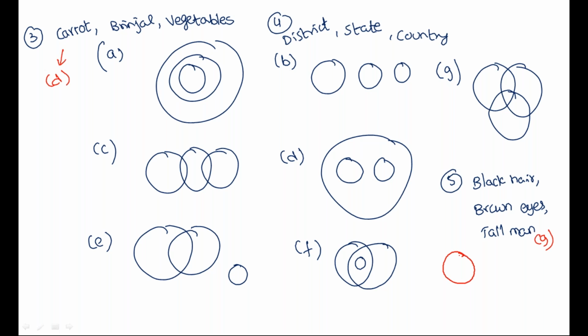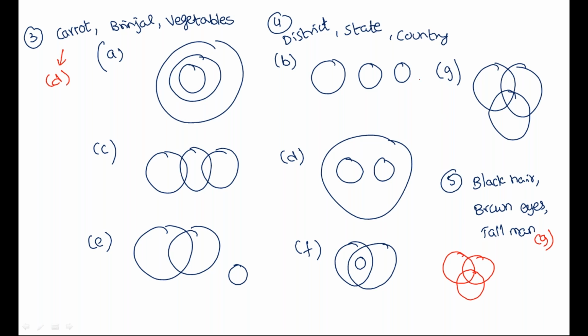There are some persons who have black hair and brown eyes. That person may be a tall man as well. All these three intersections are possible. There are some persons with black hair and tall, brown eyes and tall. All three together are also possible. For the fifth one, G is the correct one. Only two combinations are also possible. Only black hair, they may not have brown eyes or be tall. So that's option G.